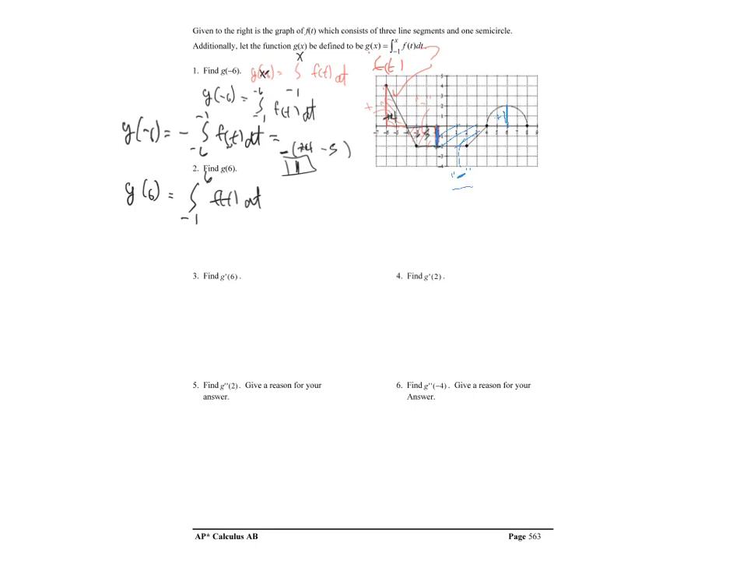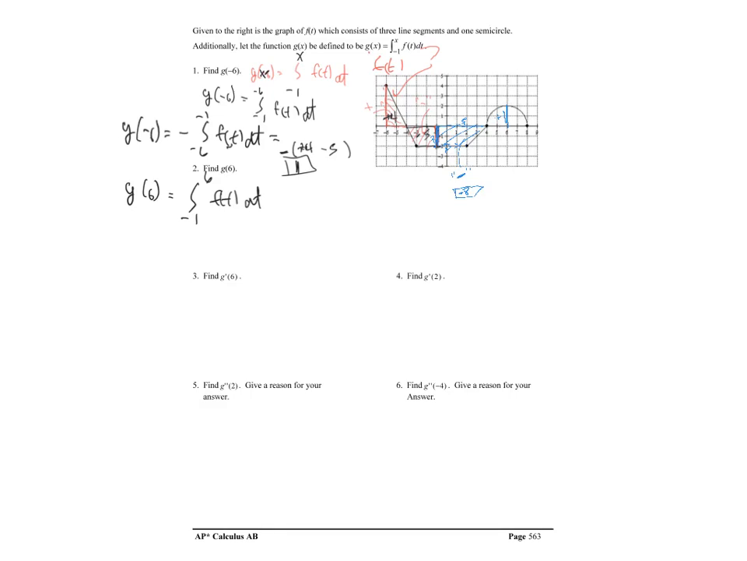Let's do the trapezoid right here, just because I'm right here. 1, 2, 3, 4, 5. 1, 2. 1, 2, 3. 5 plus 3 is 8. 8 times 2 is 16. Half of 16 is 8. That's a negative 8.